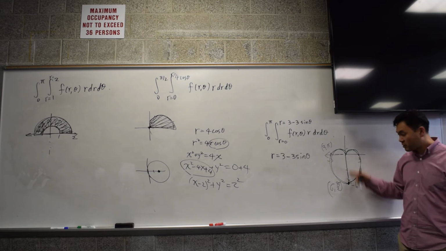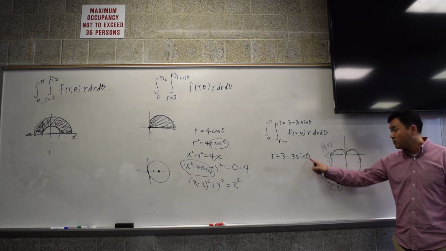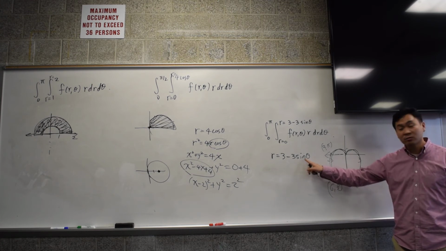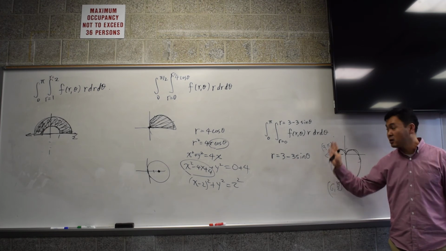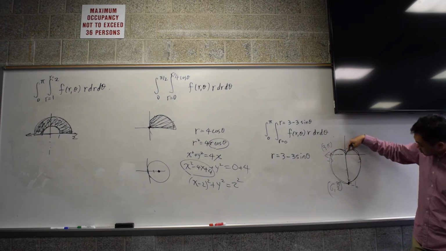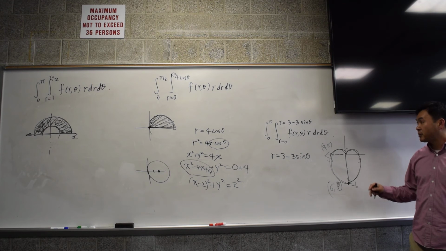Oh, you're going 6 steps this way in the 270 degrees. See, if I plug in 270 degrees, sine of 270 degrees is negative 1. Negative 1 times negative 3 is positive 3. 3 plus 3 is 6, so you have to go 6 steps this way. Okay? All right. So that's the graph.